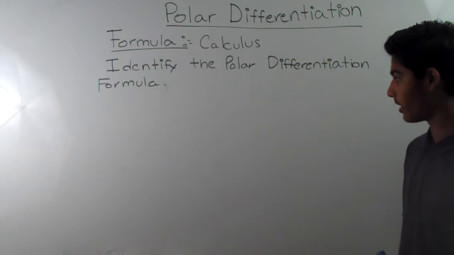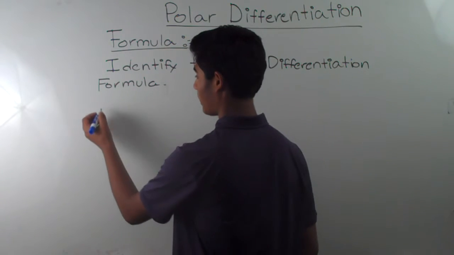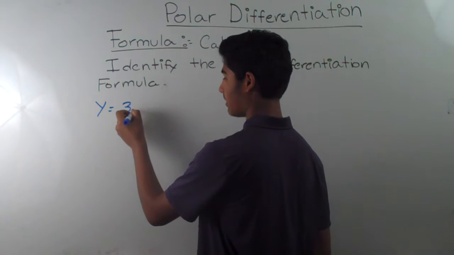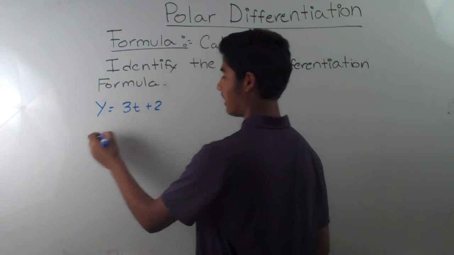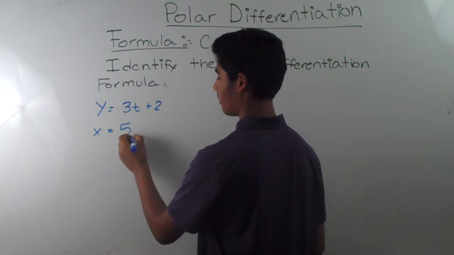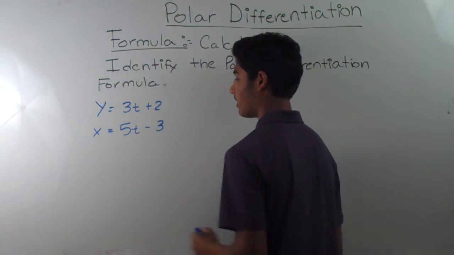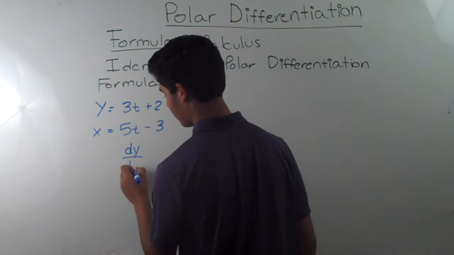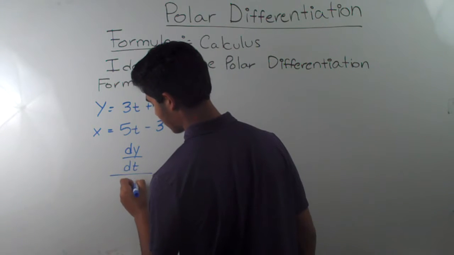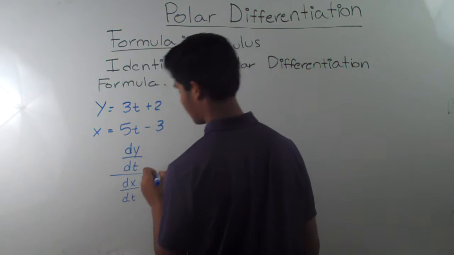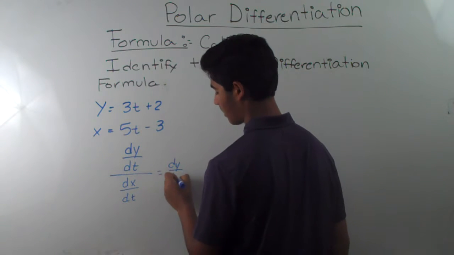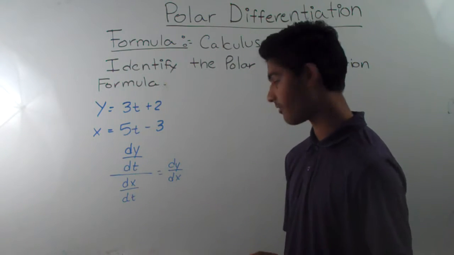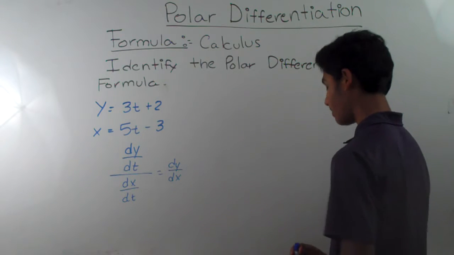Well, let's go back to parametric equations. In parametric equations, we had an equation like this: y is equal to 3t plus 2, and x was equal to 5t minus 3. And so what we would do is dy/dt over dx/dt is equal to dy/dx. So we can see that we can use these differentials sort of as fractions. Let's keep that in mind as we do our problem.